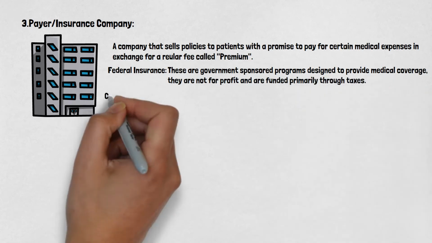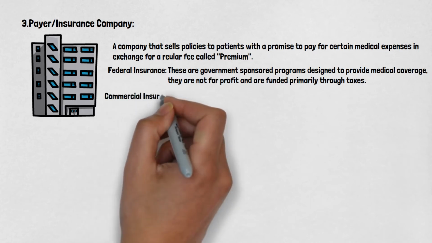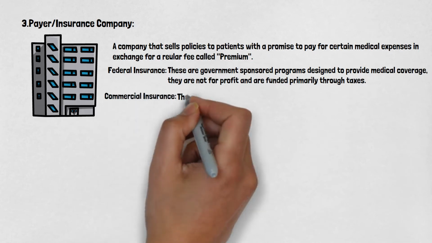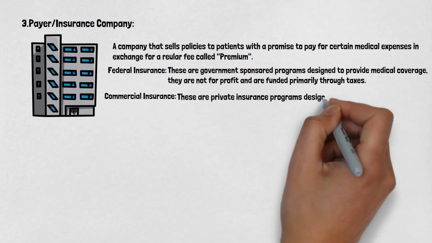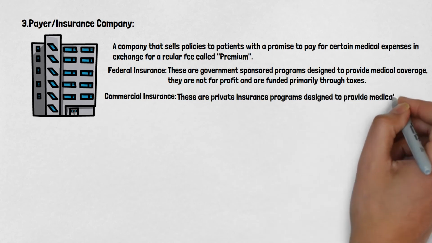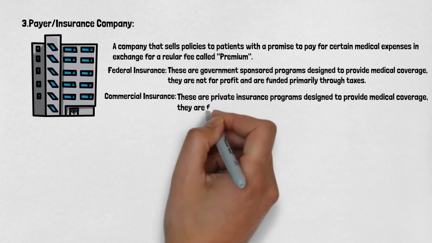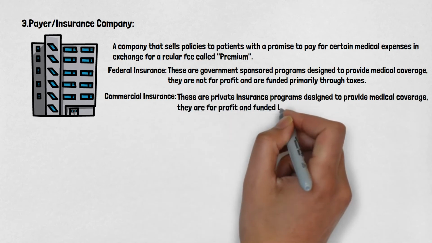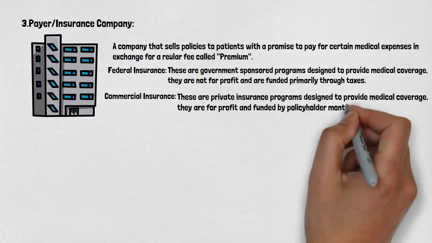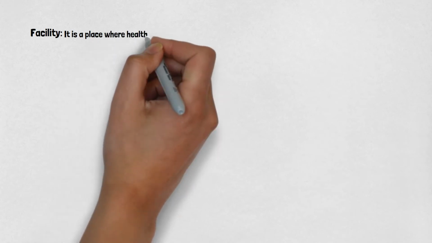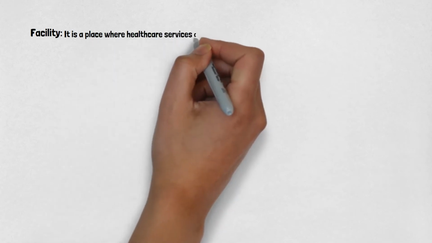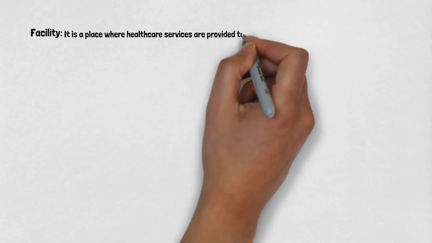Now coming to facility. It is a place where medical services are provided to patients. Types of facilities. The first one is hospital. A healthcare facility that provides inpatient, outpatient, and emergency services is known as a hospital.